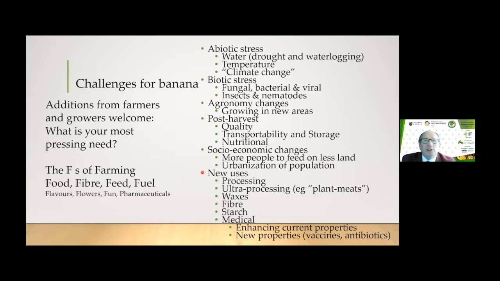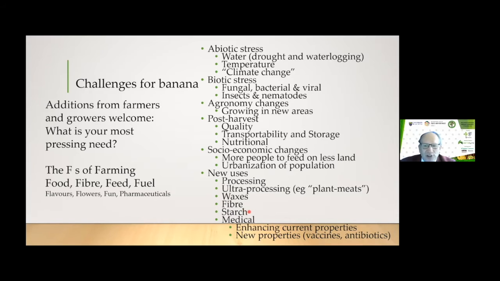can do to increase the market and increase the profitability for farmers of banana. And that certainly includes new uses, whether that's through processing banana chips, and now ultra processing is the really big market. We're seeing in the UK, plant meats are now available absolutely everywhere, being sold for more than meats, but ultra processed foods are certainly a very big trend in the marketplace now. There are other products, waxes, fibers, starches.